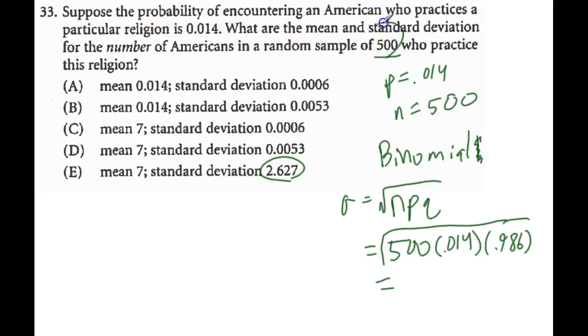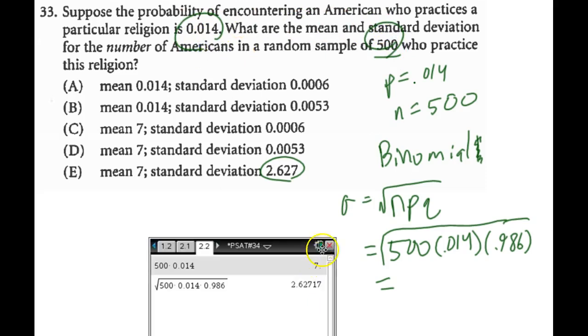The mean is 500 times 0.014, I wonder what that would be. Let me try that. So if you use your calculator, by the way, if you don't remember that formula, the mean is equal to n times p for binomial. So 500 times 0.014 is 7, so it's one of those. And it's got to be E, because that's the standard deviation, and that's the mean there.